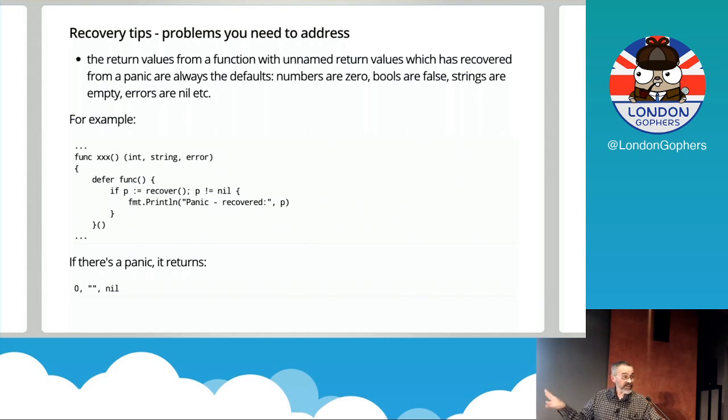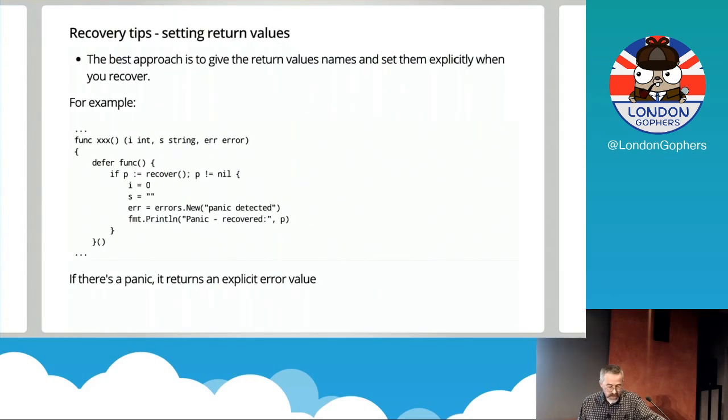So if you are going to have this sort of behavior, you've got to make sure that having returned, everything's fine. So you've got to be very careful when you do this. It's not quite enough to just recover and carry on. I think the best approach is to have named return values, and then, as shown down here, if you do recover from a panic, explicitly set the values to known values, and maybe set the error to be some non-nil value, so that people can know that something's happened.